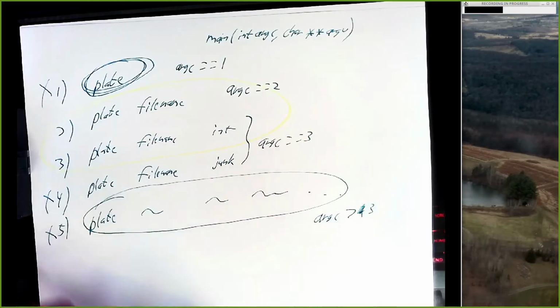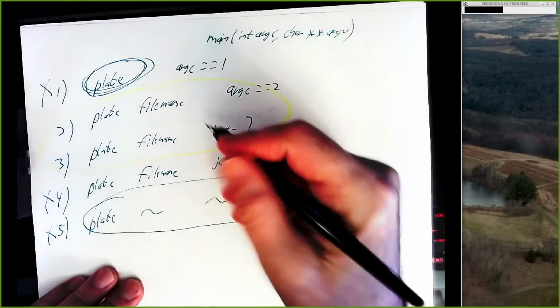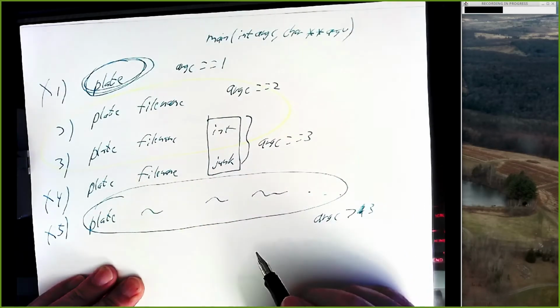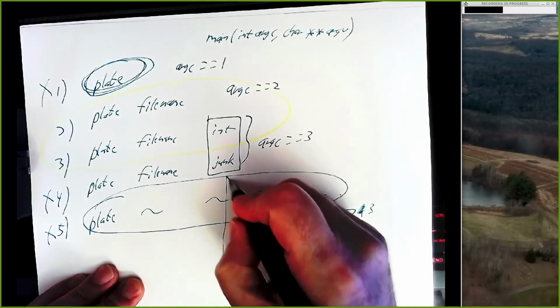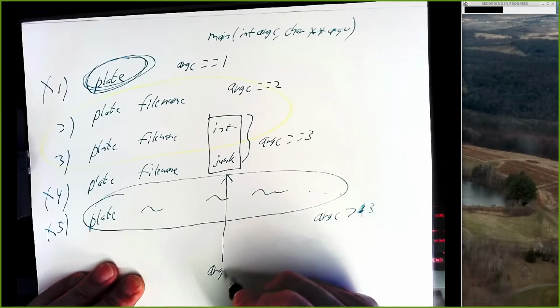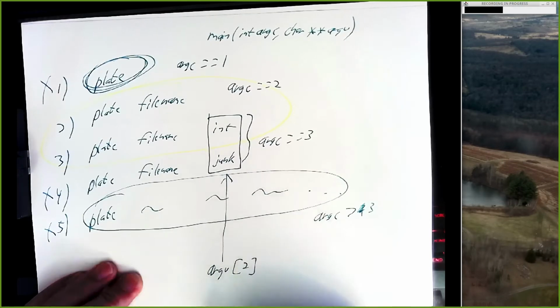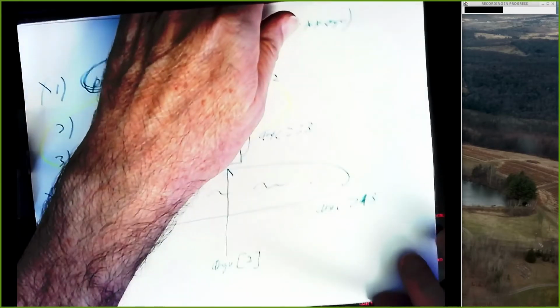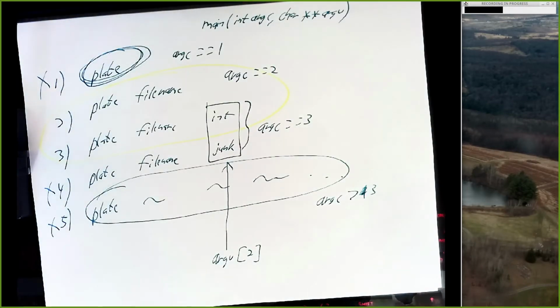If argc is 3, I still have the possibility that maybe they didn't give me a valid integer. And so this argument right here, this is argv bracket 2. How do I know if that's a valid integer? Well, use scanf.